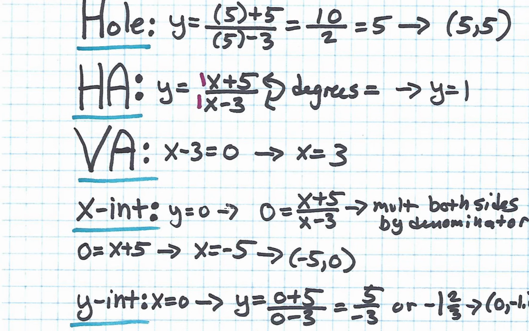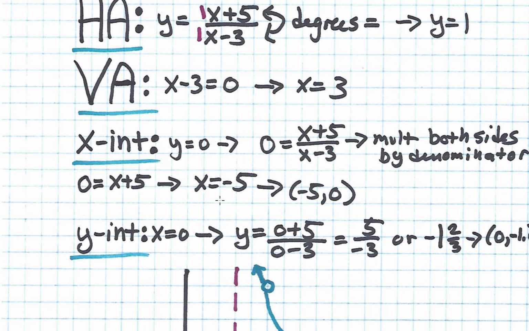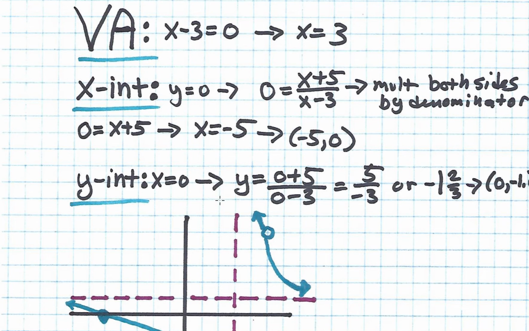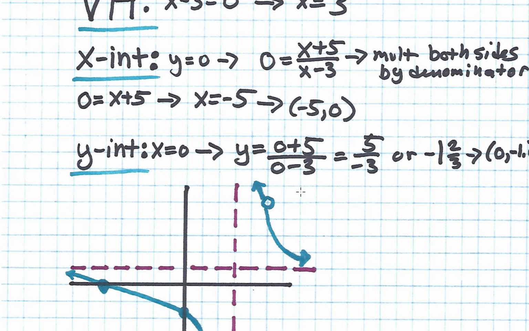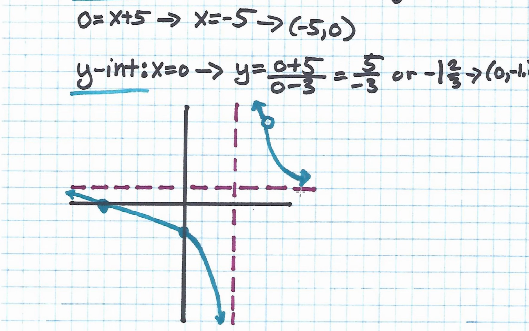Our x-intercept is at when y equals 0. Again, you just simply first multiply both sides by the denominator and solve for x. You end up with x equals negative 5. And the y-intercept is the easiest form. You plug in x equals 0, simplify the fraction, and we end up with 5 over negative 3, or negative 1 2/3. So you can see here your asymptotes are clearly labeled with dashed lines.